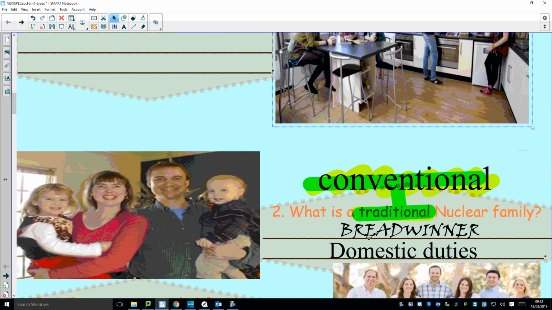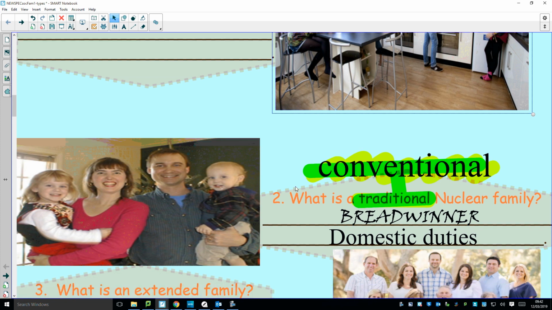Then you get the traditional or conventional nuclear family. It means the same thing, traditional, conventional. Mum, dad, they're married, they've got kids. Dad's got a job, mum's a full-time housewife and mother. Dad's the breadwinner, mum does the domestic duties. Yeah? That's a traditional or conventional nuclear family. We'll come back to that in a moment.